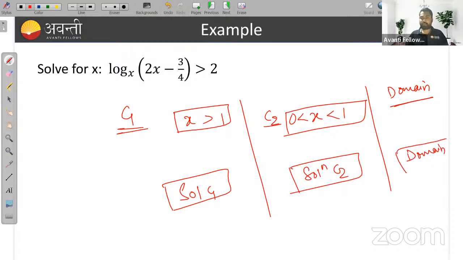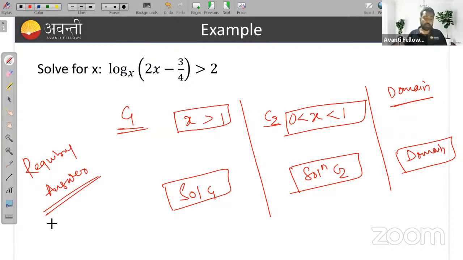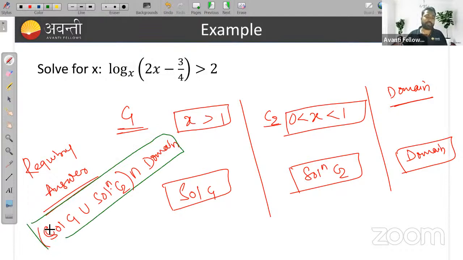Okay? So what will my required answer be? Required answer will be: the solution of C1 union the solution of C2, intersection the domain. Okay? This will be your answer. When the base is given as a variable, x, like this example you can take here.